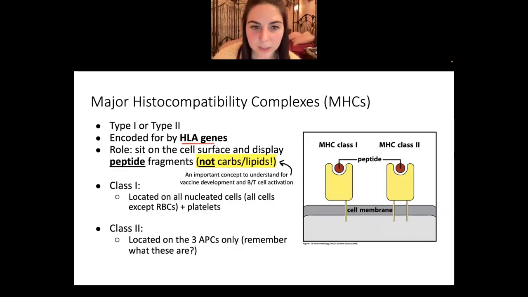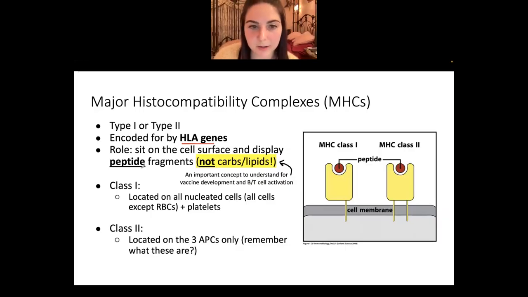So the whole purpose of MHCs is to sit on the cell surface and display peptides. And again, this is really important for vaccine development and B and T cell activation. MHCs don't present carbs and lipids. They cannot. It's only peptides. They cannot, they will not, they don't. So they're only presenting peptide fragments. There's obviously a different way to present carb and lipid-like antigens. And that's why all antigens here are peptides, because they need to be loaded into MHC.